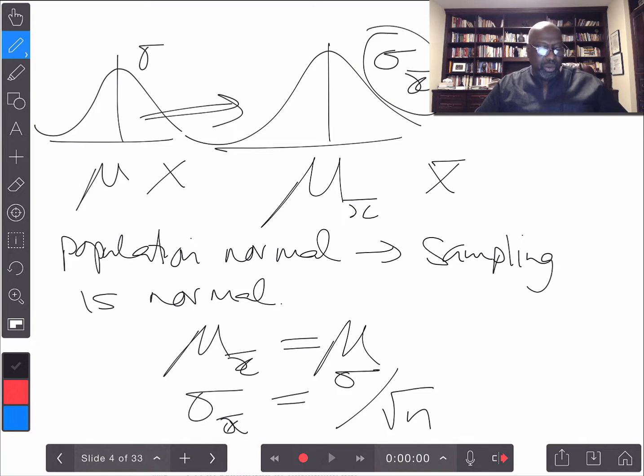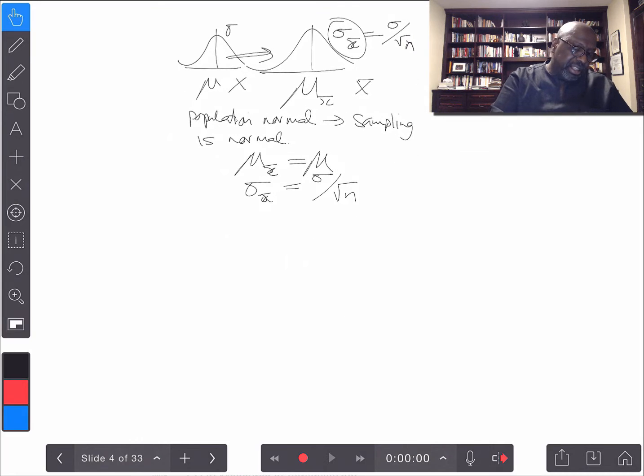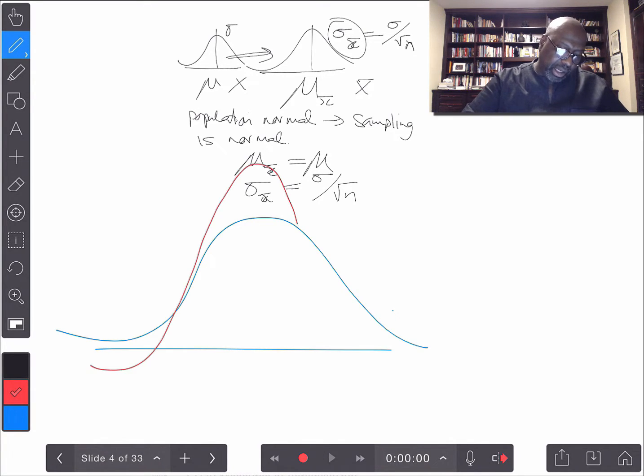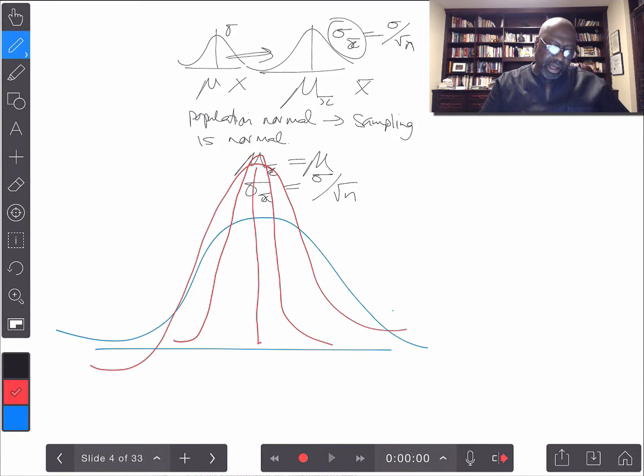get smaller and smaller. So in essence, if the population looked like this, I'll draw that one in blue. If the population looked like this, in red the sampling distribution will look like this. It gets smaller, right? And then of course as the sample size gets bigger and bigger, it will have a narrower standard deviation. Okay, so as n gets bigger, that's the relationship between the two.